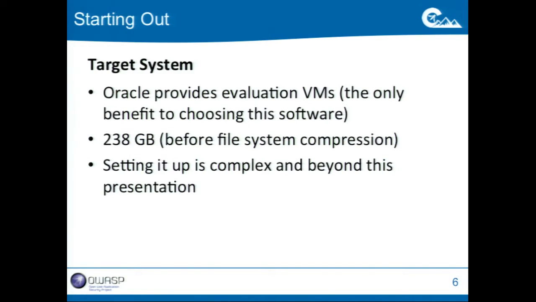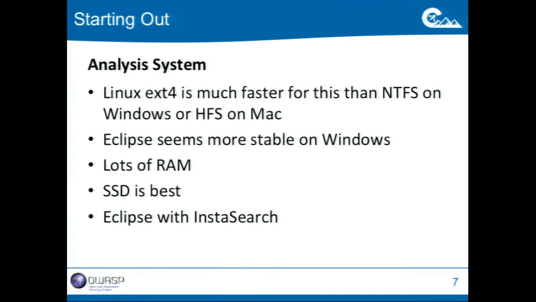Oracle provides evaluation VMs that you can download from their website. When they're uncompressed, a single VM is 238 gigabytes. That's the one that's running. It uses file system compression, so that it's not quite that large on my disk. Setting these VMs up is rather complicated, and I'm not going to go into that at all. I just want to focus on the penetration testing aspects.